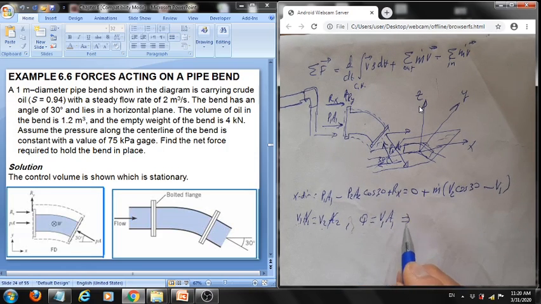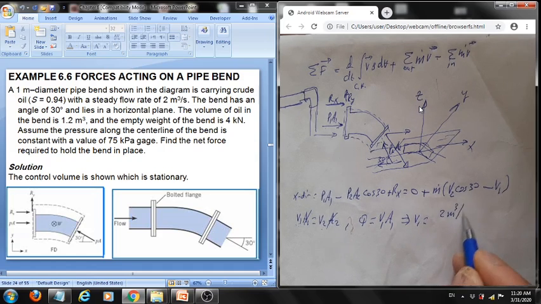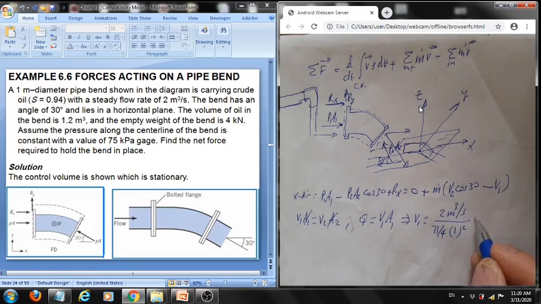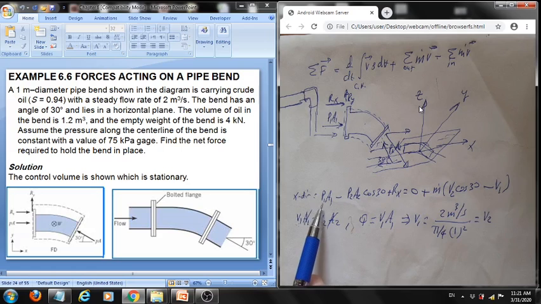So in this case, we find V1 as the discharge, which was given to us as 2 cubic meters per second, divided by the area for a pipe of 1 meter in diameter. So we find V1, which is also equal to V2. Alright, P1 is given to us as 75 kilopascal gauge.